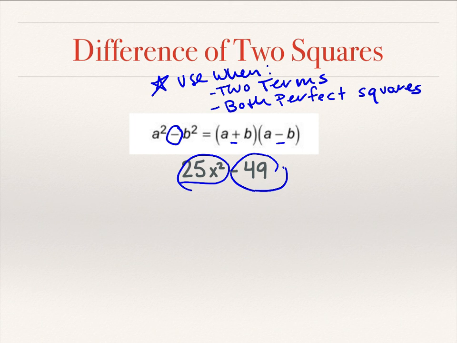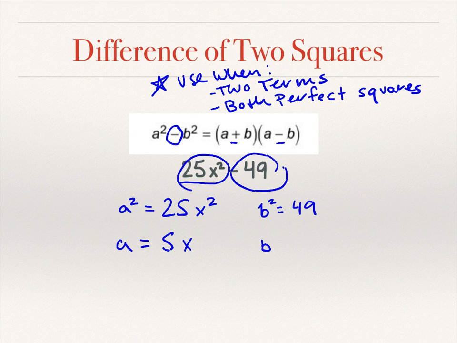So we do the same thing as before. Our a squared is equal to 25x squared. So what is our a equal to? 5. What are we missing? 5x. Perfect. Remember, our a always has an x. And then our b squared is 49. So what's our b? 7. Awesome. 7 times 7 gives us 49.